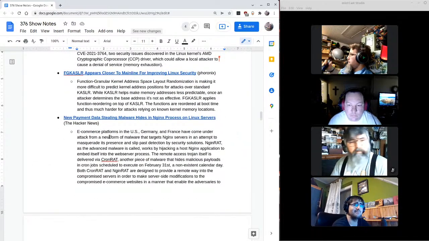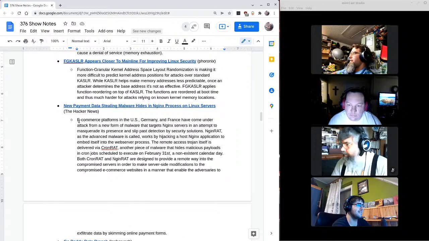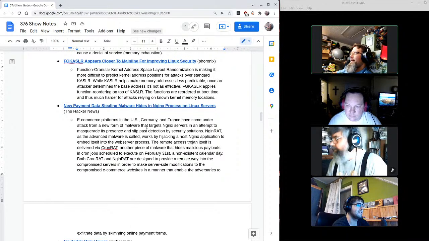Okay, moving along. New payment data stealing malware hides in Nginx process on Linux servers. This is from the Hacker News. E-commerce platforms in the US, Germany, and France have come under attack from a new form of malware that targets Nginx servers in an attempt to masquerade its presence and slip past detection by security solutions.